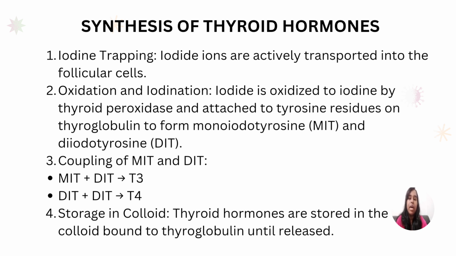Now you'll be seeing synthesis of thyroid hormone. In this, the iodine trapping is the first one, in which the iodide ions are actively transported into the follicular cells. Oxidation and iodination. The iodide is oxidized to iodine by thyroid peroxidase and attached to the tyrosine residues of thyroglobulin to form monoiodotyrosine and diiodotyrosine. Coupling of MIT and DIT. MIT plus DIT forms T3 and DIT plus DIT forms T4. Storage in the colloid. Thyroid hormones are stored in the colloid bound to thyroglobulin until released.